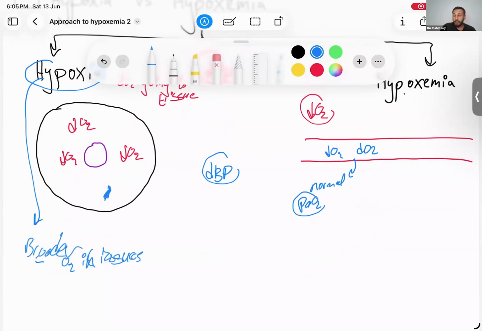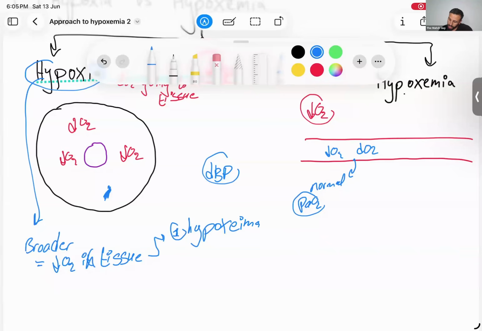And this could be caused by hypoxemia. Sorry for that. This could be caused by hypoxemia, like less oxygen in the blood vessel, and could be caused by ischemia, less blood supply.